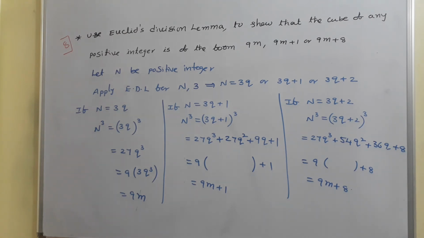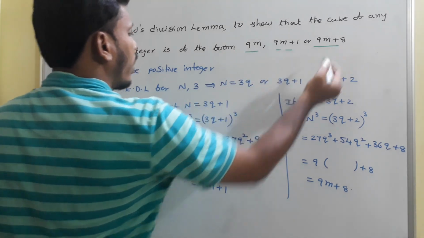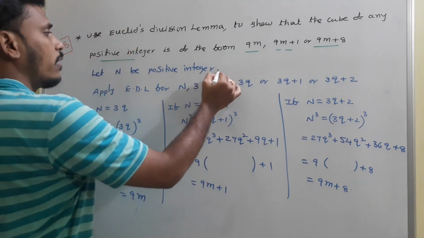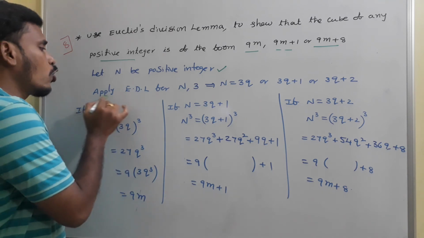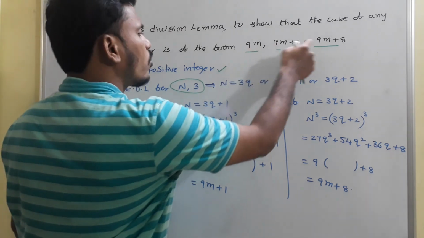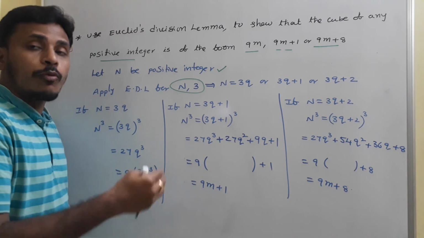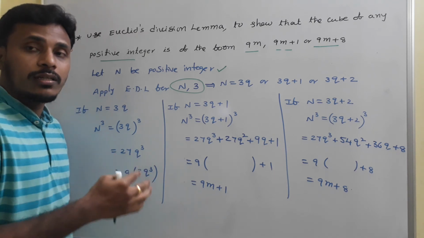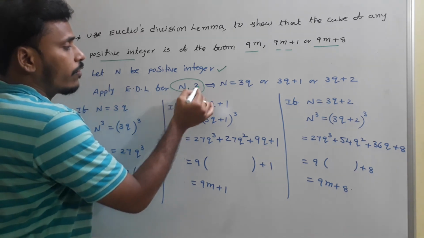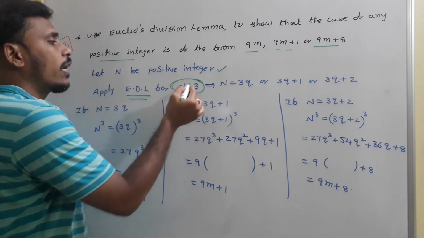So just have a look. Once again I explain for you. Use Euclid's division lemma to show the cube of any positive integer is of the form 9m, 9m plus 1, or 9m plus 8. The first step is clear, whereas the second step is applying Euclid's division lemma for n comma 3. The question is suggesting to take 9 as the other number, but if you take the other number as 9, the problem is a bit lengthy. So to avoid that, as a logical way, we choose 3 as the other number and apply Euclid's division lemma for n comma 3.